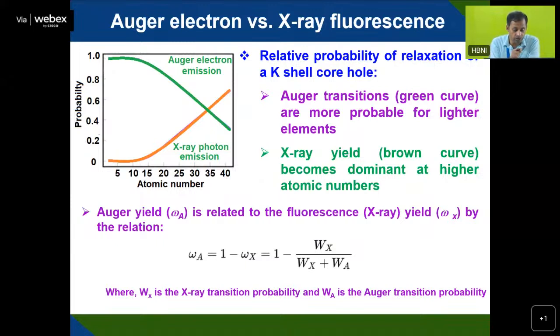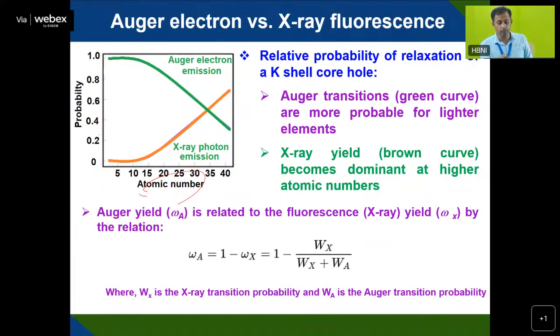If you see Auger versus X-ray, you can see the probability of this interaction with atomic number. At low atomic number, X-ray is predominant, whereas at high atomic number the Auger electron is more. So the probability of Auger and X-ray processes is correlated with atomic number. With higher atomic number, the Auger electron effect is less.